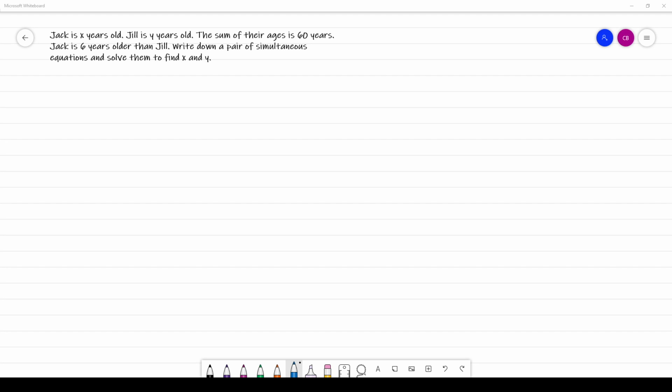Let's have a look. Jack is X years old, Jill is Y years old. The sum of their ages is 60 years. Jack is 6 years older than Jill. Write down a pair of simultaneous equations and solve them to find X and Y.